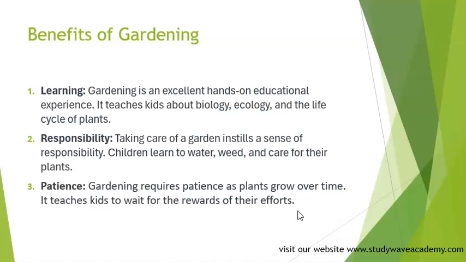Gardening requires patience as plants grow over time. It teaches kids to wait for the reward of their effort. Once you plant, it does not just grow in a twinkle of an eye. It takes time. So you are patient enough to water it and watch it grow, to weed it, and it grows. It teaches us about being patient.